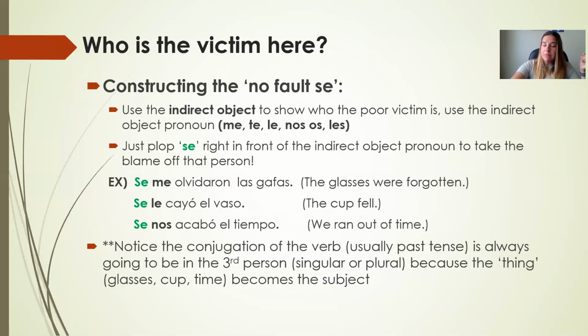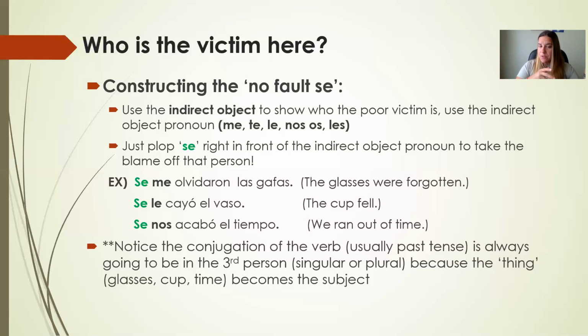"Se le cayó el vaso," the cup fell. And because the "le" is in there, it happened to him or her. So the "se," I guess, pulls the responsibility off of that indirect object pronoun person, because indirect object pronouns always represent a person. It pulls it off onto the "se." "Se nos acabó el tiempo." We ran out of time.